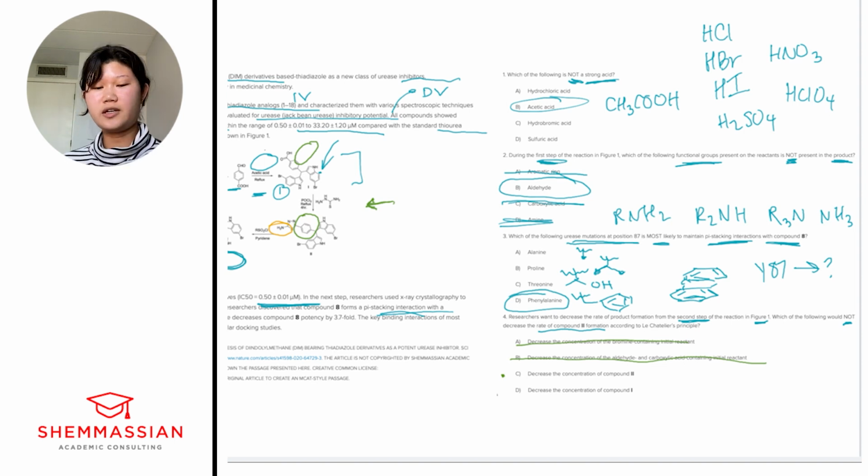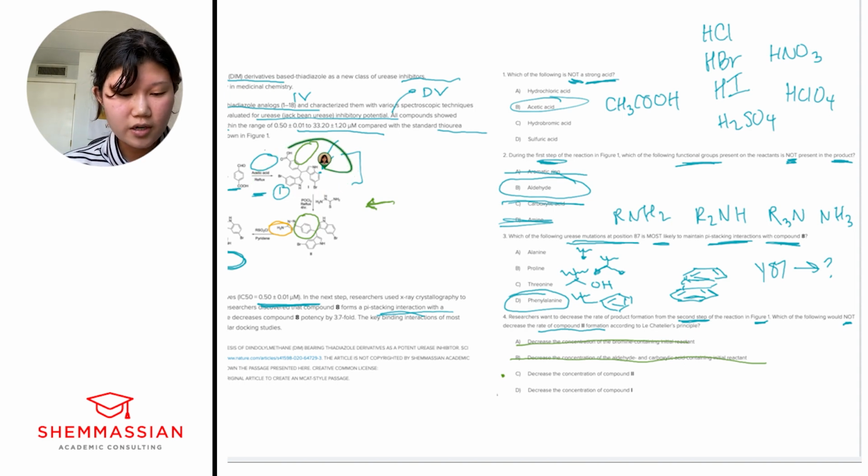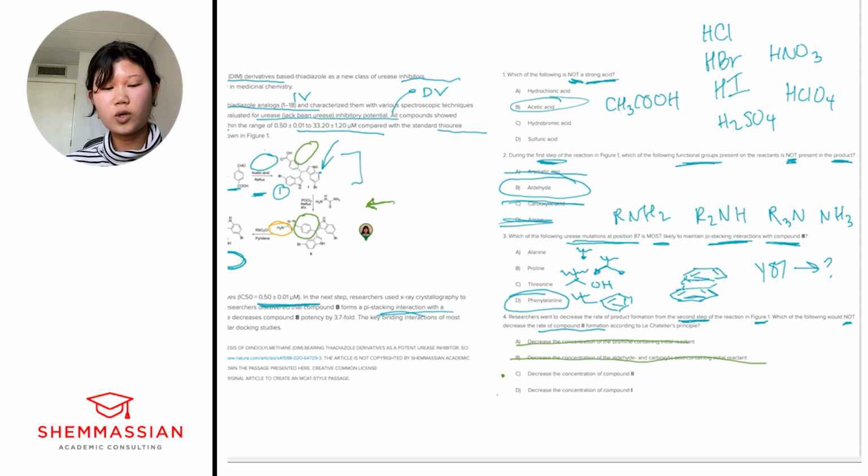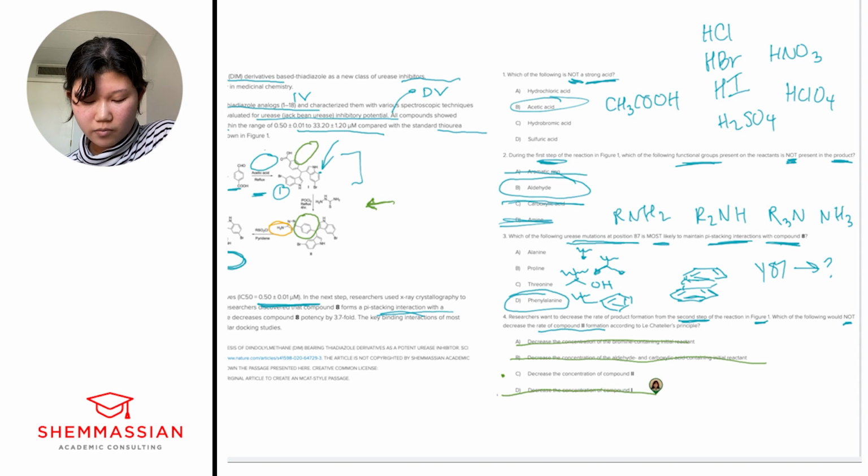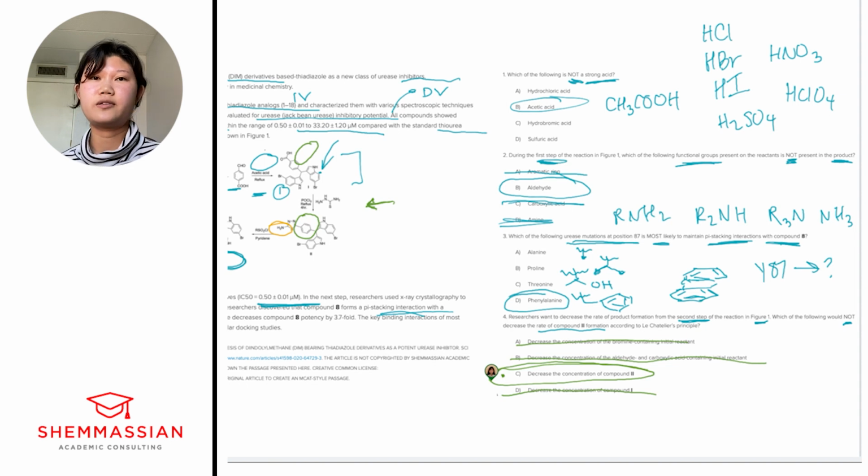So let's double check D. What if we decrease the concentration of compound 1? So let's find compound 1, which is here. If we decrease that, the reaction will shift to the left to make more of that compound 1. And because the equilibrium is shifting backwards to reestablish those concentrations, you're making less of compound 2. So we can cross out D and choose C as our final answer.